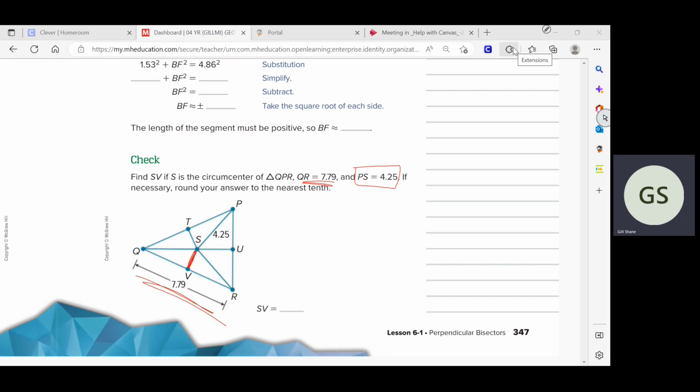When you're doing A squared plus B squared equals C squared, C is always the longest side, or you could say C is across from the right angle. So this side is the C.